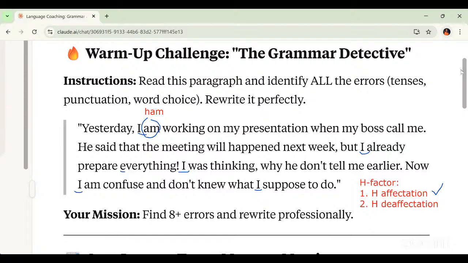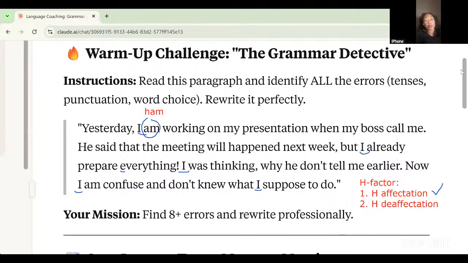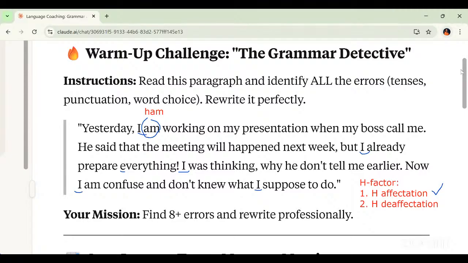So for example, if I have sell in my simple present tense, can you hear me? It seems like you're glued to the screen. I can hear you, ma. Okay.